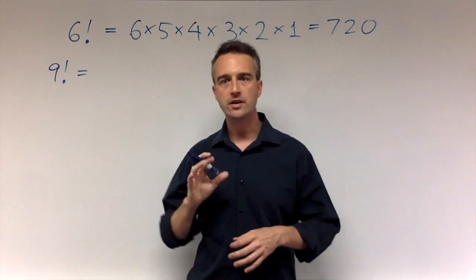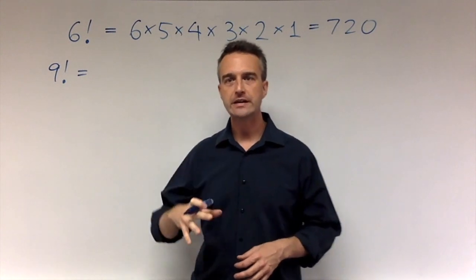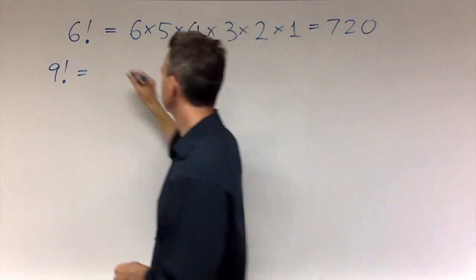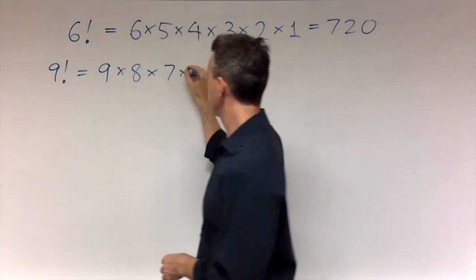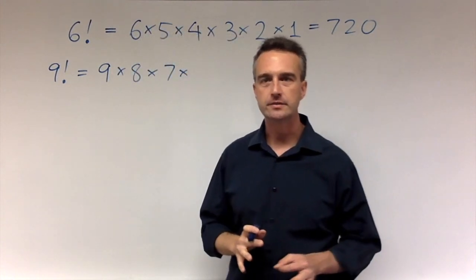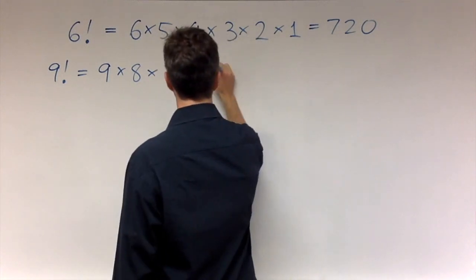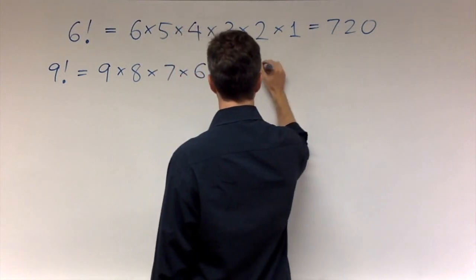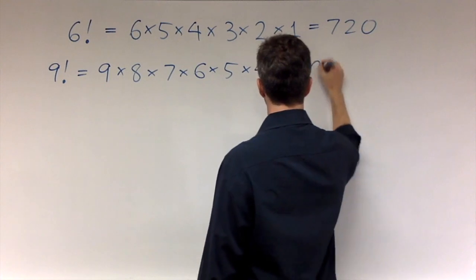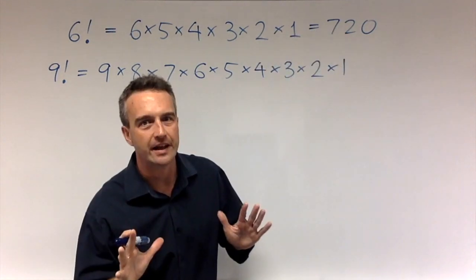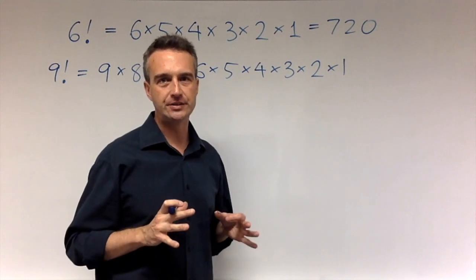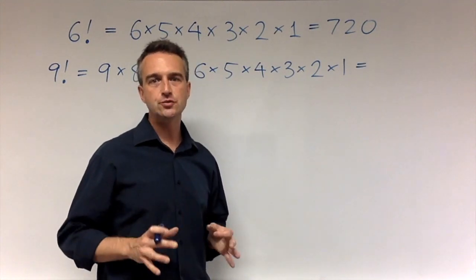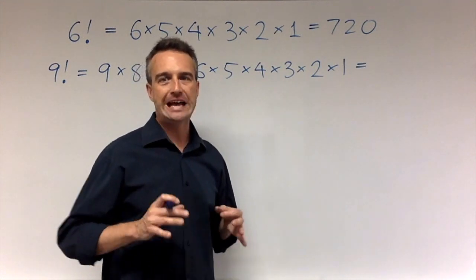Similarly, if you had 9 factorial, that would be 9 times 8 times 7 all the way down to 1. Just like that. This one's going to be very big. You may need a calculator to do this. The answer, 362,880.